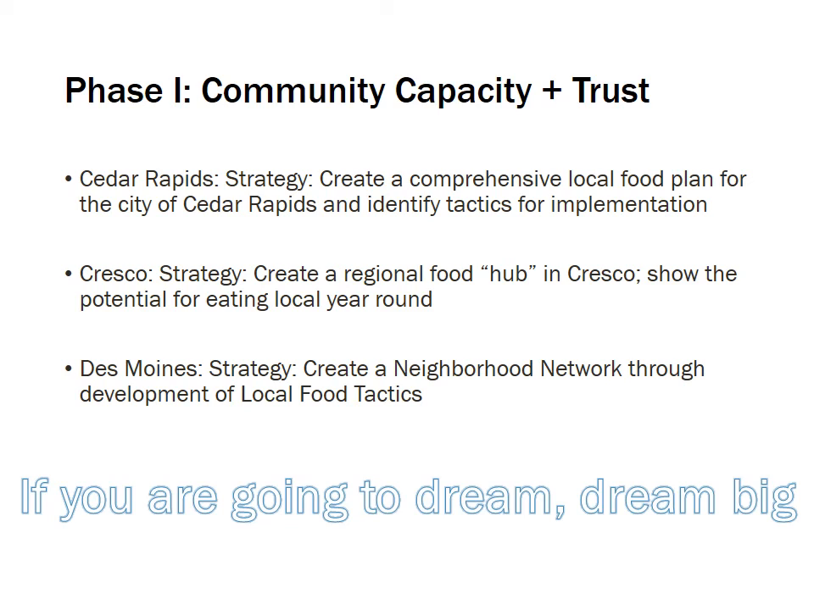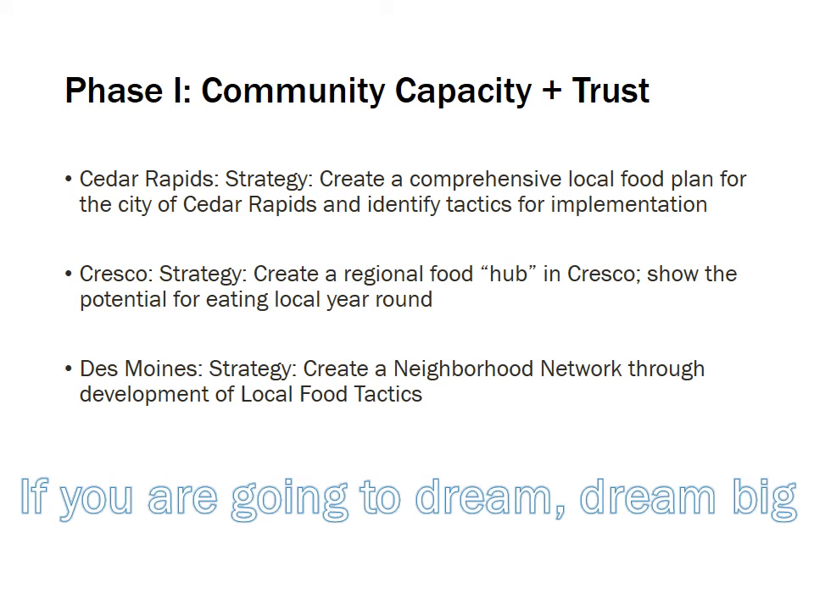Cedar Rapids has progressive policies in place that facilitate local food production and food-based business development. This city will pursue the creation of a comprehensive food system plan for the city that can be used for decision-making about zoning, business development, school programs, and other related systems. Cresco has a unique opportunity to be a regional food hub that offers food to city and county residents year-round.